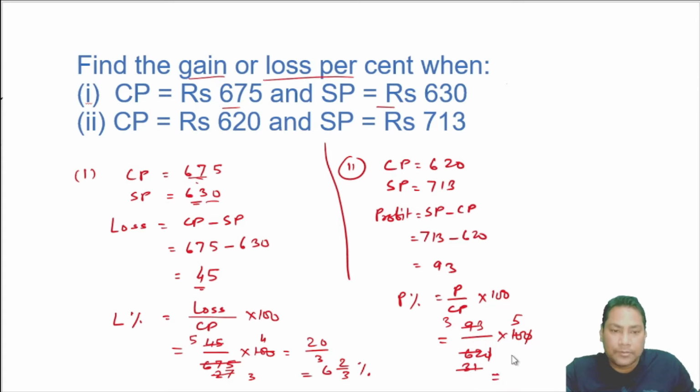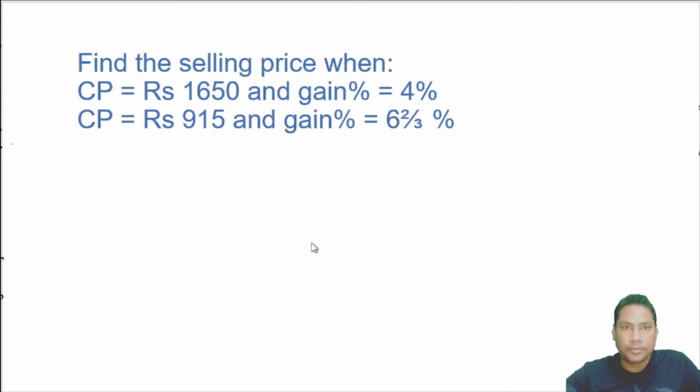Now 5 into 3, 15. So in the second question, there is a profit of 15%. Likewise, we will solve some more questions. So here next they have given: find the selling price when cost price is given and the gain percentage is given. First is to calculate the gain or profit when the profit percentage is given and cost amount is given. So according to the first approach, we will solve the first now.